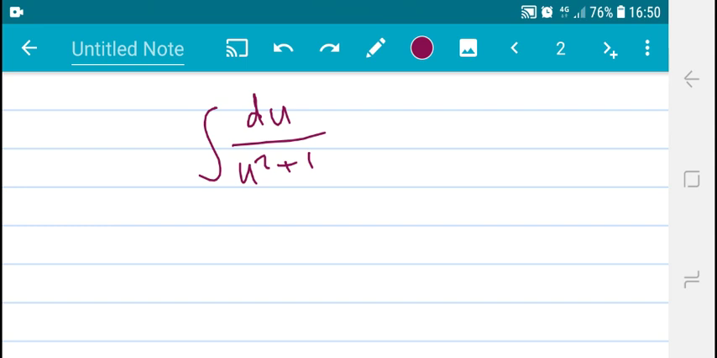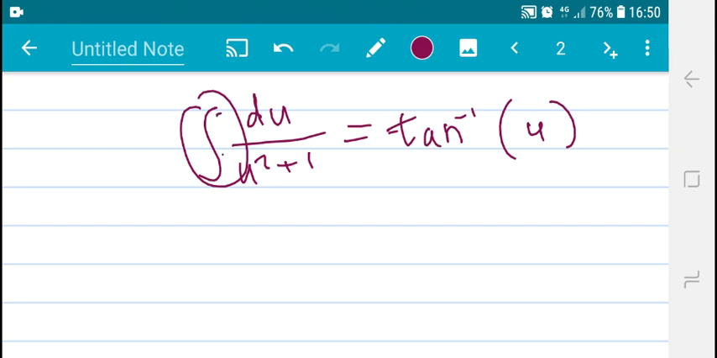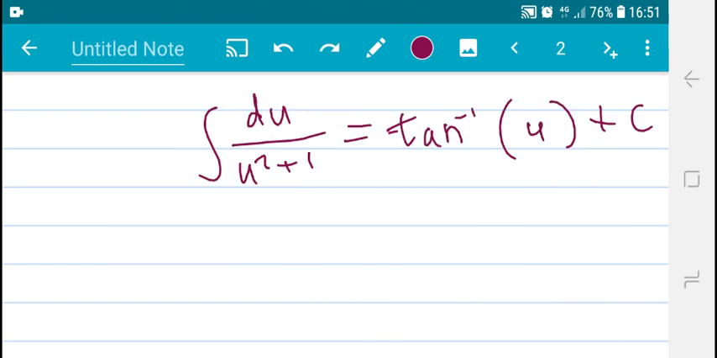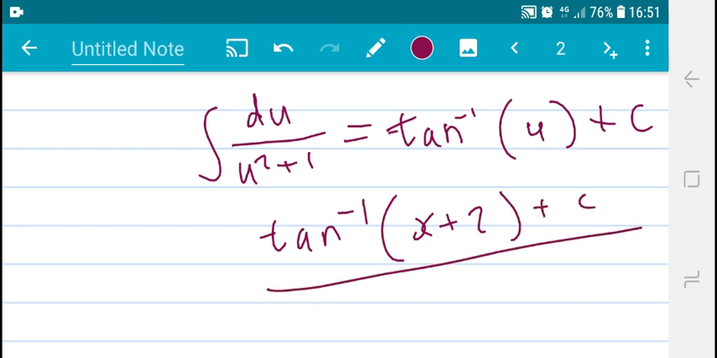So the antiderivative of this is basically arctan, or tan to the negative 1, of u. Of course, because this is an indefinite integral, there are no limits of integration there. It basically means that you have to have a constant of integration at the end. And now we have to substitute back for u. Of course, what did we say u was? We said u was x plus 2. So it's just arctan of x plus 2 plus c. And that's basically your final answer there.